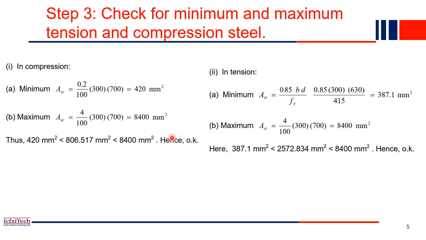So that's why we call this method the limit state method, right? See, we are limiting all the reinforcement. The reinforcement should not be more than 8400, and should not be less than this value, right? That's why we are limiting all these parameters, and that's why the method is called the limit state method of design philosophy. So step 3 is also over.